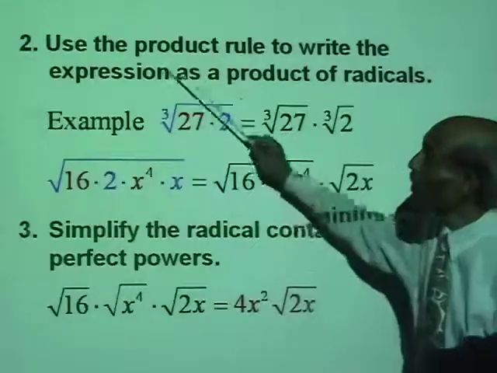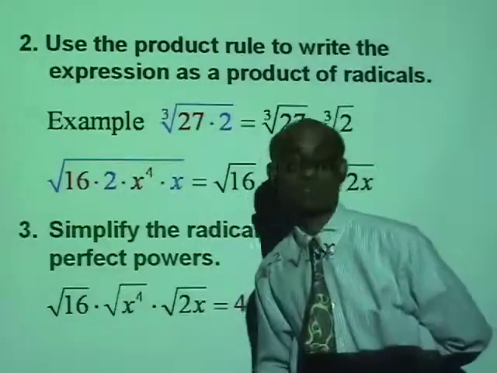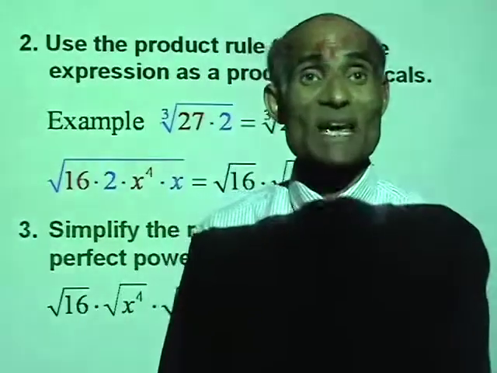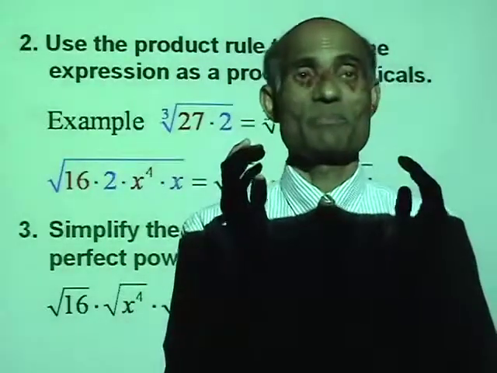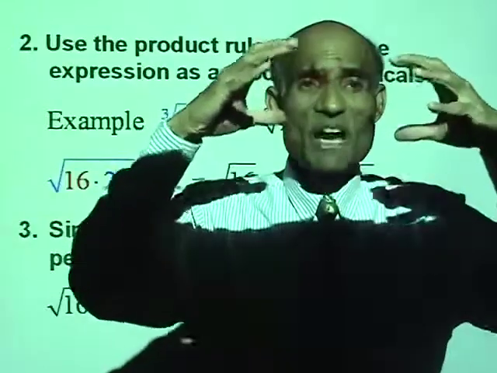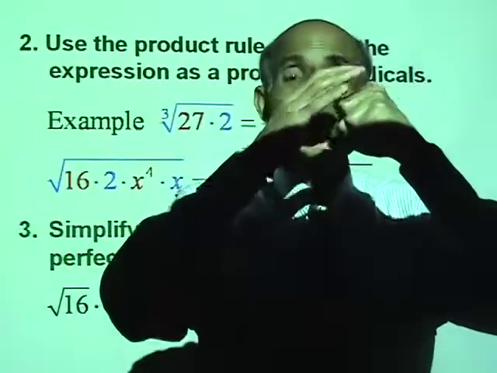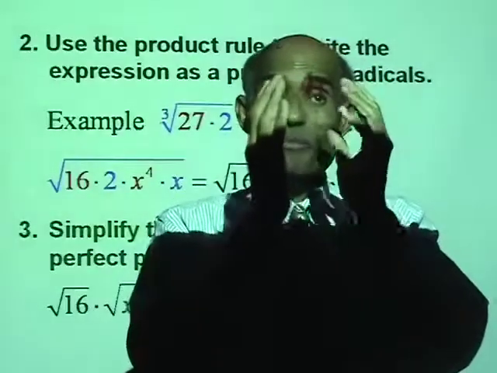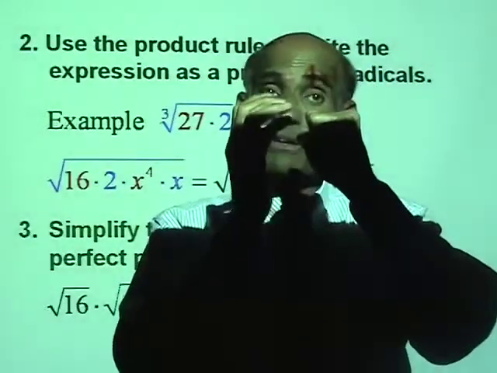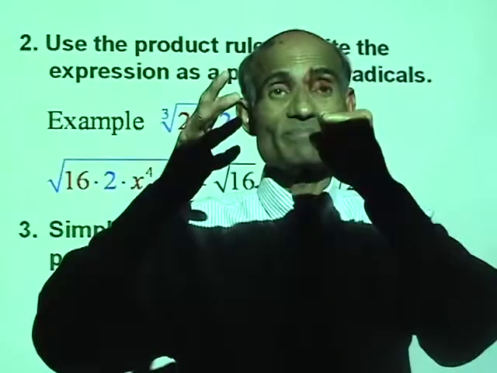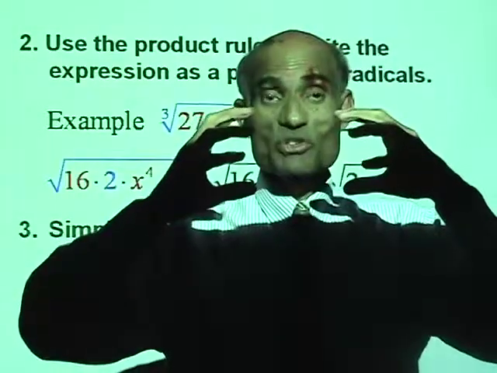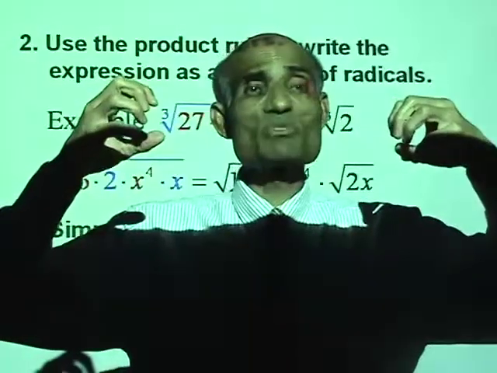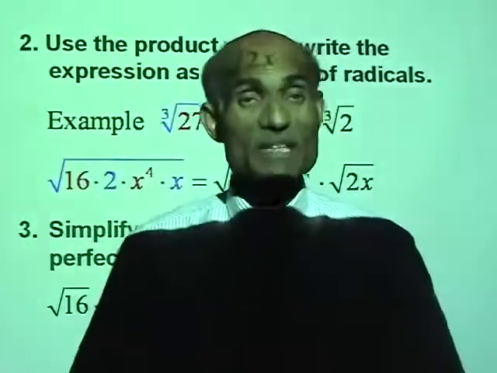Okay, so follow these 3 steps. Do you want me to say those 3 steps once again? What is the first step? The first step is, inside the given radical, write each number as the product of a perfect power and another number. And then use the product rule to separate them into individual radicals. And then simplify.